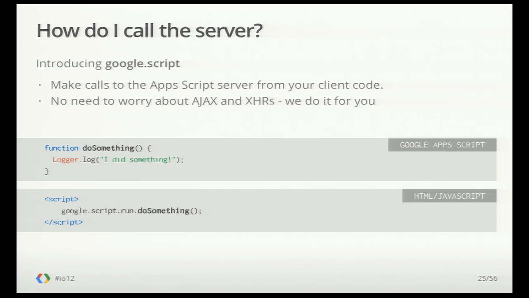I just want to point out right now the structure of these slides, because this is going to be the rest of the presentation. On the top, I have some Google AppScript code. That's server code. That would be in a code.js file. On the bottom, I have some HTML and JavaScript code. That would be in an HTML file. And since we're going to be talking about the interaction of these two files, virtually every slide will have some Google AppScript code and some HTML code.